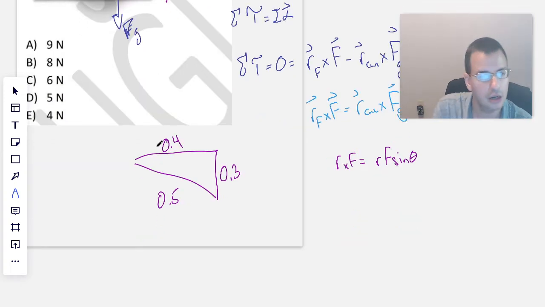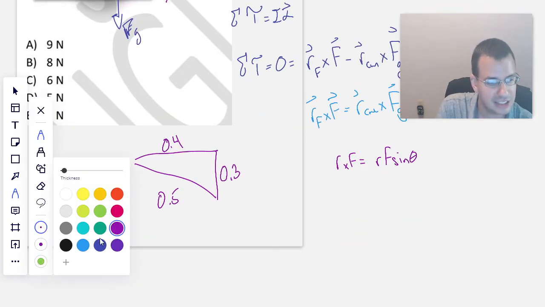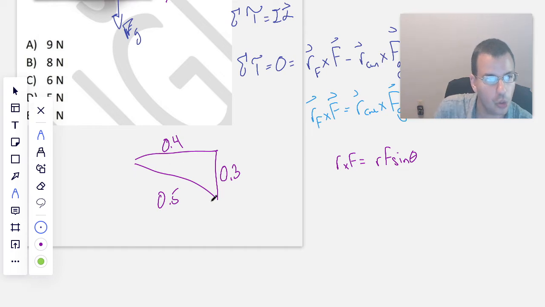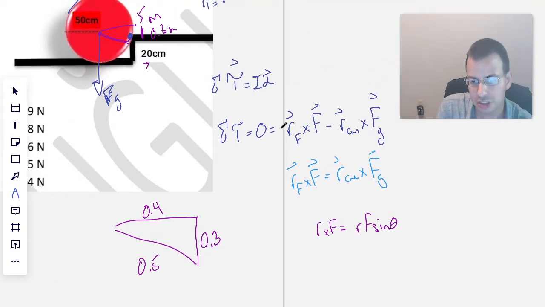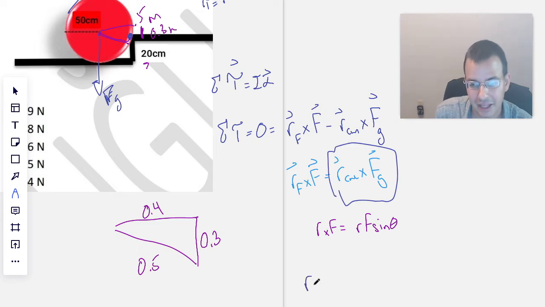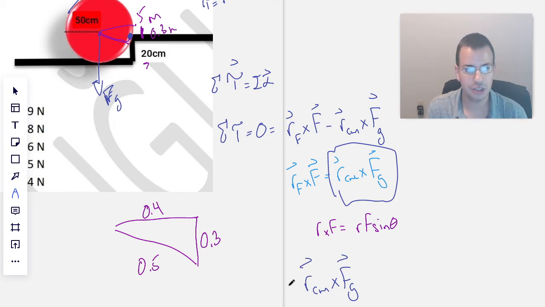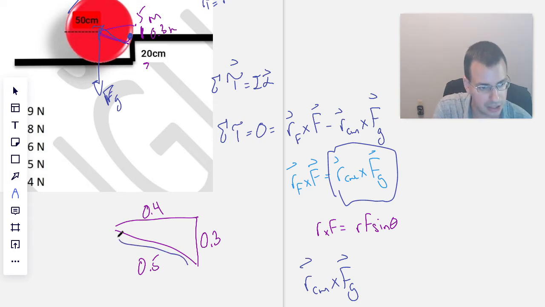Either way would work. So we see this, and the two vectors we want to cross, looking at this one to start with, is R center of mass cross force of gravity. Now to do this, we want to find the angle between this vector. So the moment arm is this direction, so we're going to go up like this.